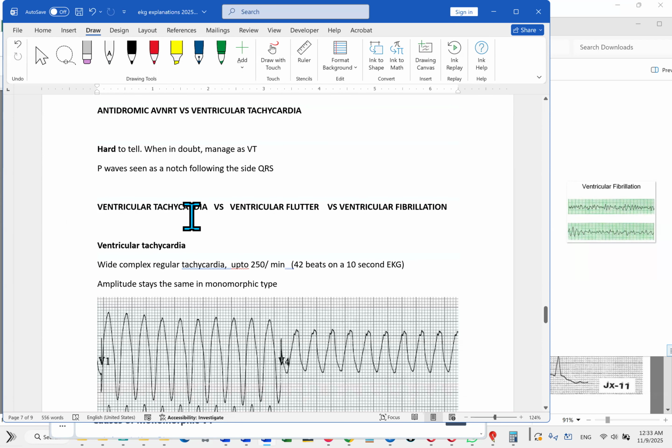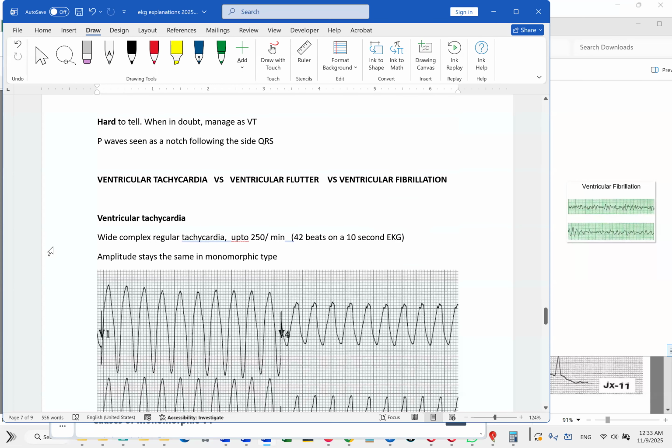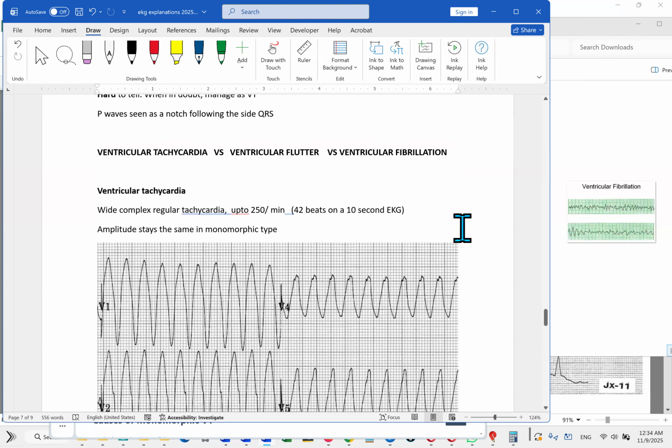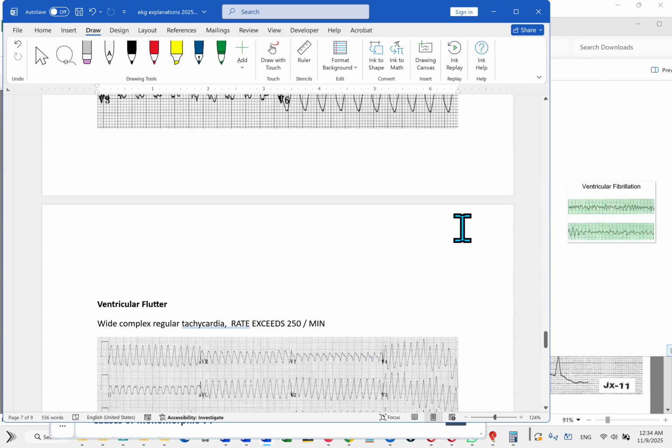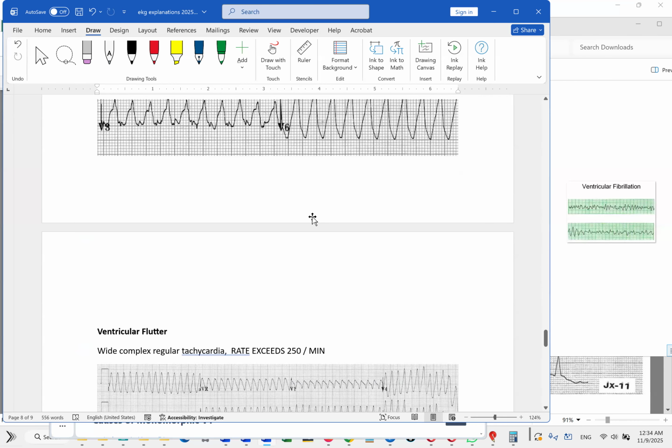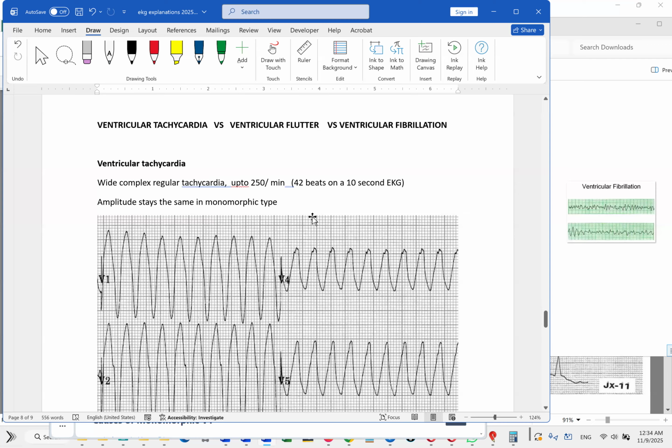Okay, so here's the section: ventricular tachycardia versus ventricular flutter versus ventricular fibrillation. Ventricular tachycardia means a wide complex, regular tachycardia up to 250 per minute. In a 10-second standard EKG, you will see 42 beats, so 42 times 6 will be around 250. This 250 is the number to remember. Once it exceeds 250, you don't call it ventricular tachycardia anymore. Then it's ventricular flutter. The only difference between ventricular tachycardia and ventricular flutter is the rate. Both are wide complex, regular tachycardia, and they have huge waves which are unmistakable.